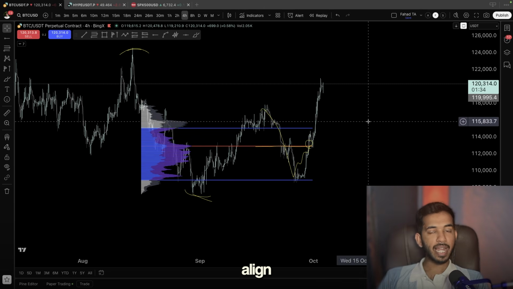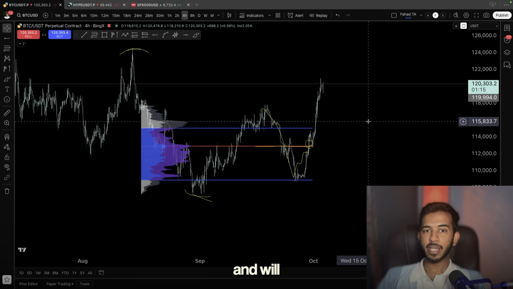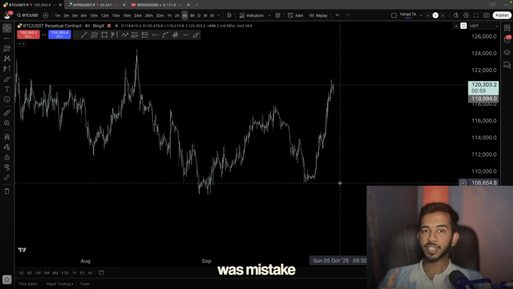So once you align this point of control level with certain other key levels and understand the context of the market, if this is actually a downtrend, or are you just expecting something to happen just because you want to trade in? So this is the easy fix for this problem. This will help you a lot and will also help you to not lose a lot of money by getting trapped in some manipulation kind of move, which actually wasn't even a manipulation. You just assumed that something might happen, which did not happen. So that was mistake number one.